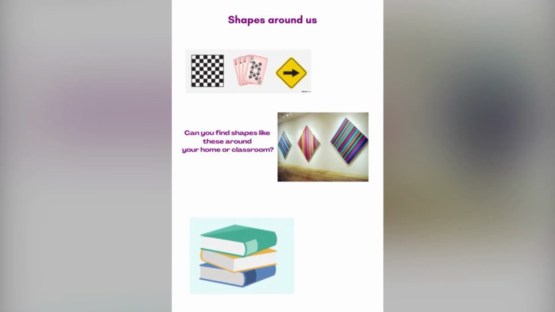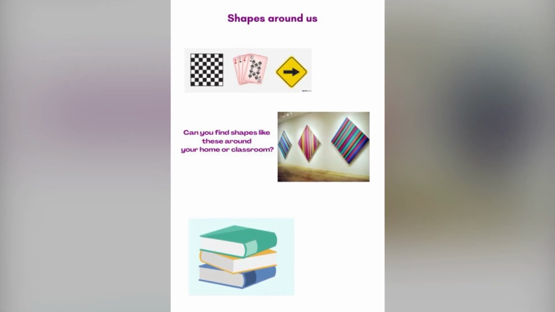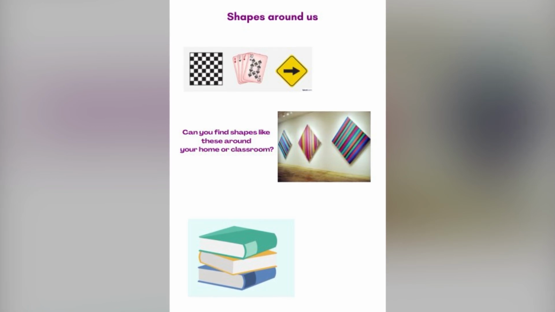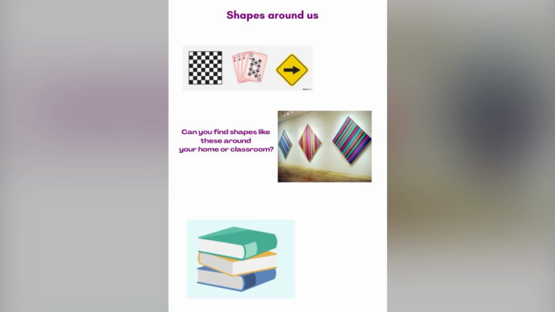Okay, now let's look at these shapes. Squares, rectangles, and diamonds. Can you find shapes like these around your home or classroom? Maybe a book, a window, or a tile on the floor that matches one of these shapes. Let's take a look and see what you can discover.